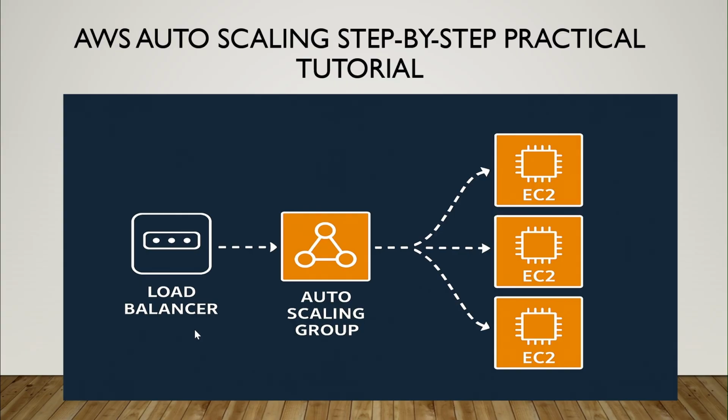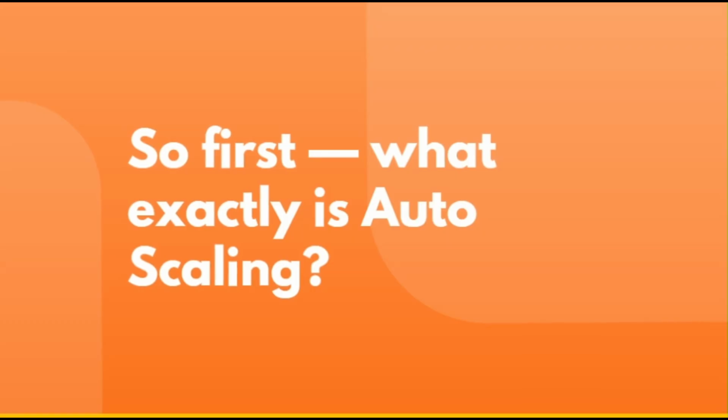So first, what exactly is an auto scaling group, or auto scaling? Auto scaling automatically adjusts the number of EC2 instances in your application based on demand. For example, if you have an e-commerce site and there is a big sale, AWS automatically launches EC2 instances to handle the load. When the traffic drops, it terminates the extra instances and saves money.